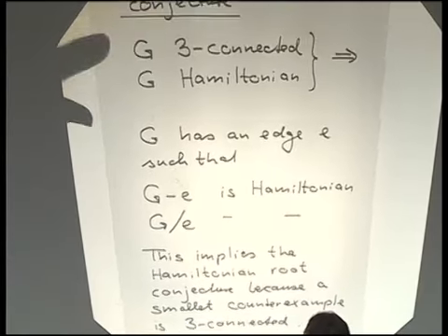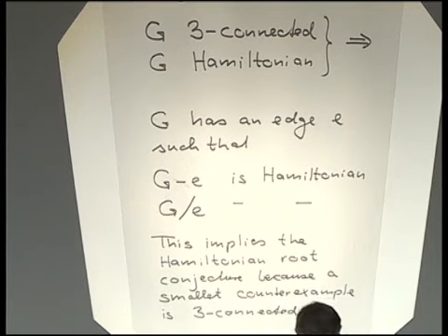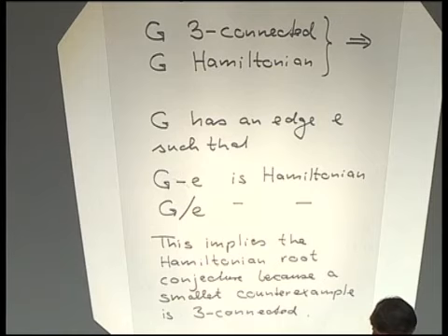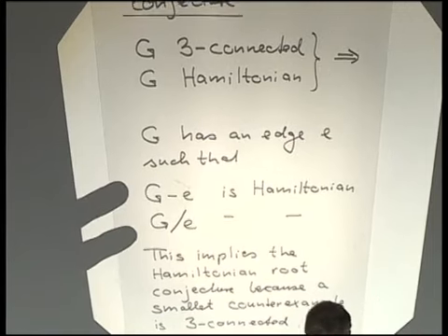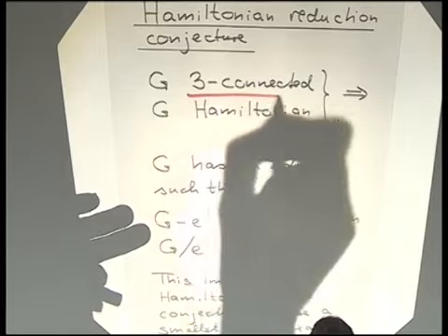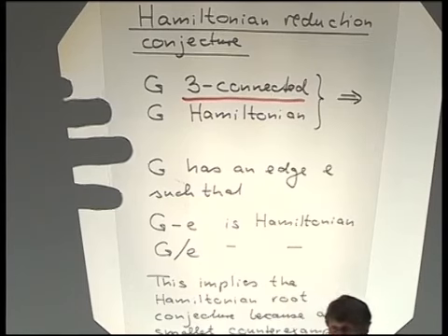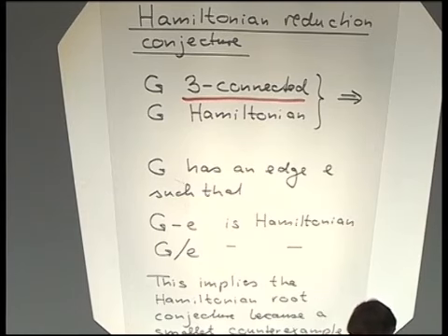So you have a 3-connected graph, and it has a Hamiltonian cycle. Then I conjecture that you can find an edge e with the property that if you delete that edge, you still have a Hamiltonian cycle, and if you contract it, you still have a Hamiltonian cycle. And that will imply the Hamiltonian root conjecture, because one can show that in the previous conjecture, a smallest counterexample must be 3-connected, and that's what I am assuming here. So that will prove the Hamiltonian root conjecture just by deletion-contraction. And this one has nothing to do with chromatic polynomials. This is purely Hamiltonian cycles.